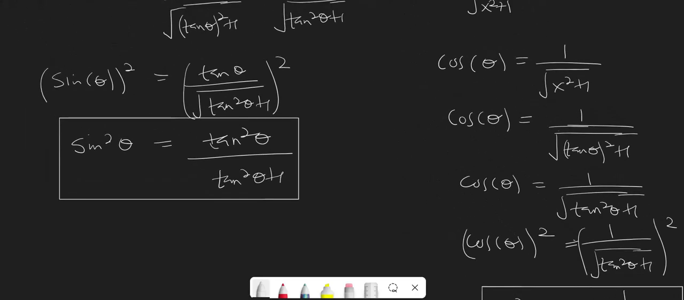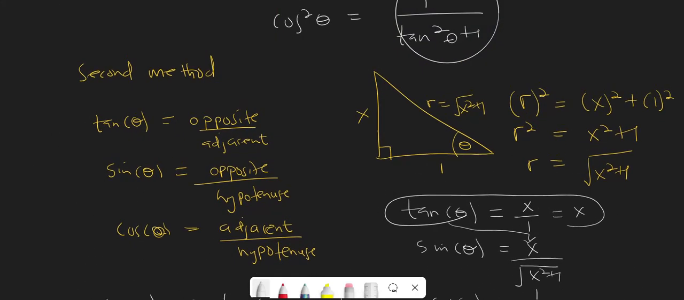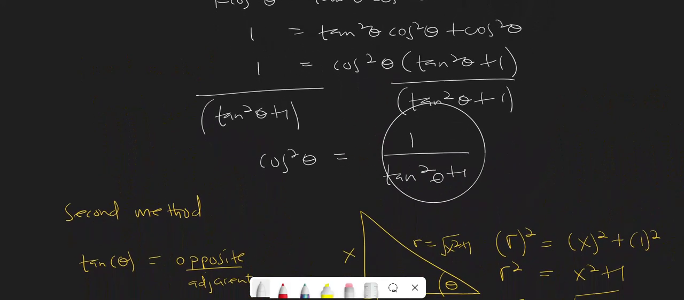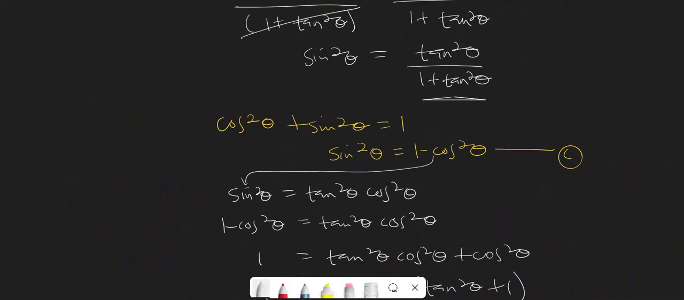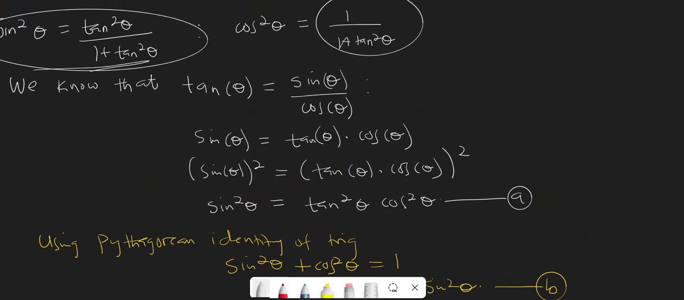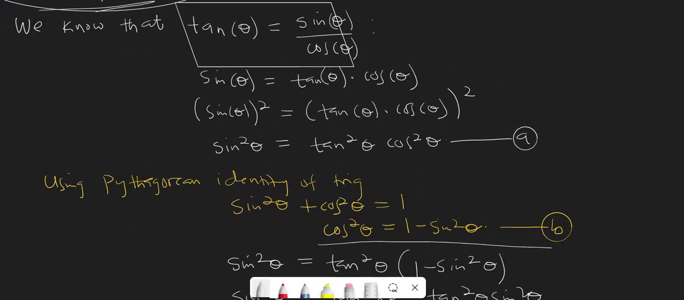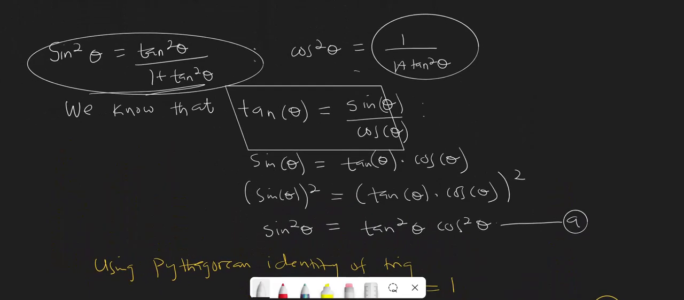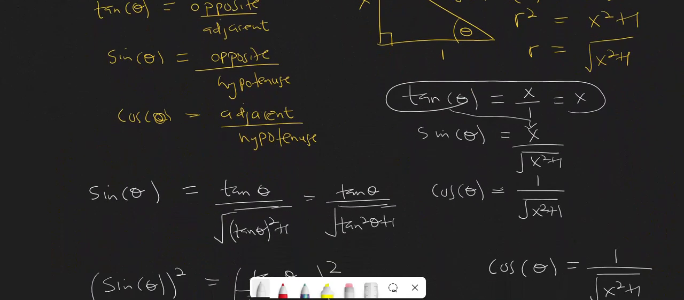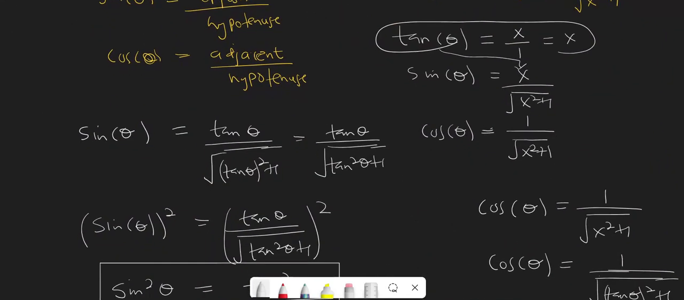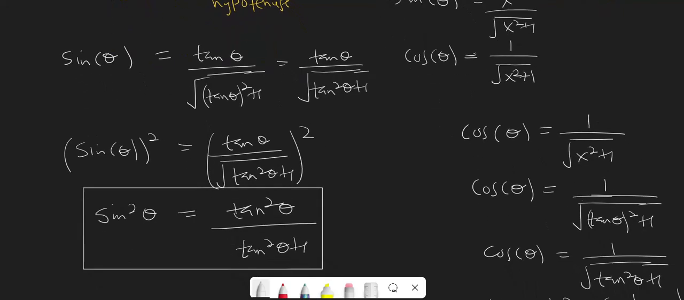So these are the two methods. I think the second method is far simpler than the first method. Let me know in the comments which method you prefer. The first one uses the identity that tan theta is equal to sine theta over cosine theta, and we arrive at our expressions nicely. The second method uses the right angle triangle to find tan theta in terms of x, sine theta in terms of x, and cosine theta in terms of x, and plugging in tan theta into the sine and cosine to arrive at the same answers.